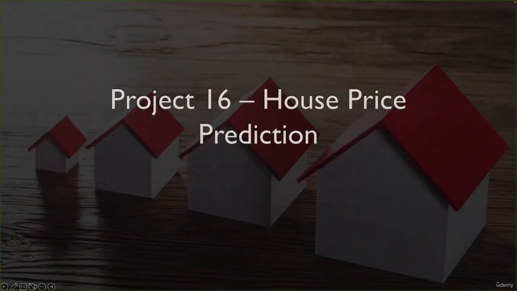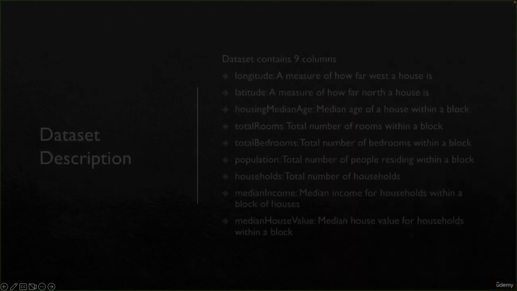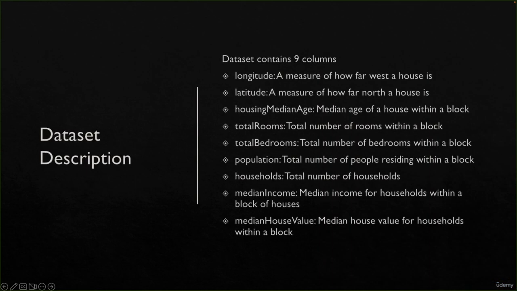In this video, let's look into the expectation of this project number 16, which is a house price prediction. Let's get started, and let's start by understanding the overall data set that we are going to work with in this project number 16. This data set contains 9 columns. The columns are longitude, latitude, housing median age, total rooms, total bedrooms, population, household, median income, and median house value. So these are the 9 columns that we have got in this data set.